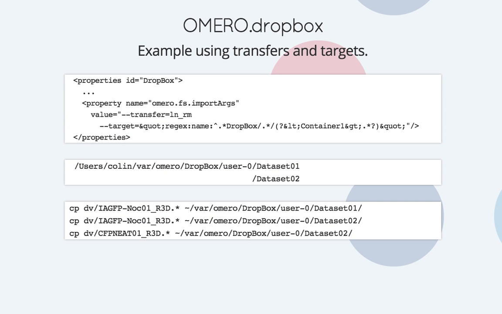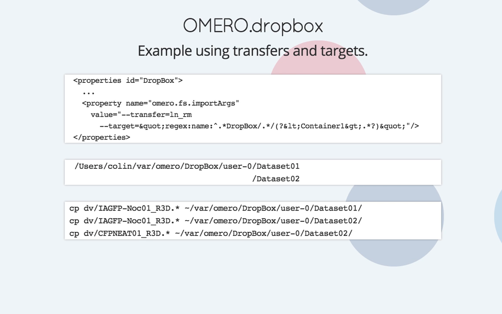One possibility here now, given the things we've just talked about, is using transfers and targets within Dropbox. Dropbox can be configured in templates.xml. One of the things we can do there is configure the import arguments for Dropbox, effectively what would be passed on the command line, because under the hood Dropbox uses the command line importer. So here we might set the transfer mode to lnrm, so do a hard link followed by remove. And then we may use a regular expression to pull out the container name from the path.